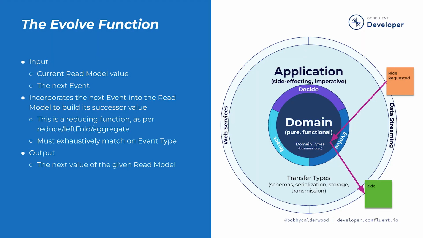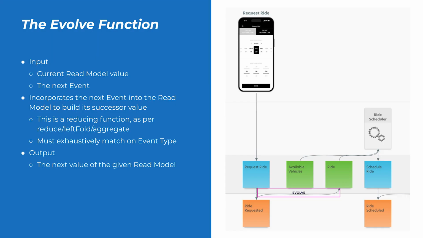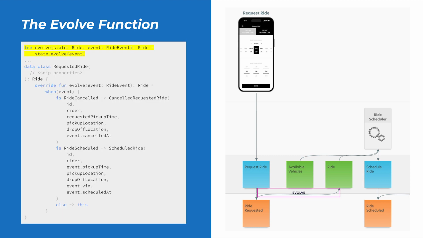The next of our domain functions is the evolve function. The evolve function implements the state view slices of a single stream of events. It takes as input the current state of a read model plus the next available event in the stream, incorporates that event into the read model according to the business logic, and returns the next value of the read model. For example, here is the evolve function for the ride stream, which calls through to the evolve method on the ride read model. Notice how we use different domain types to represent a ride at its various lifecycle stages.